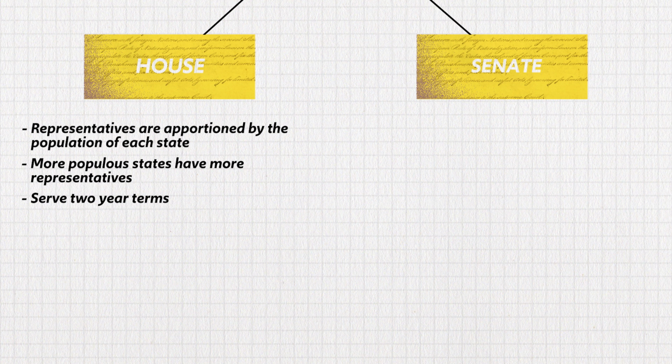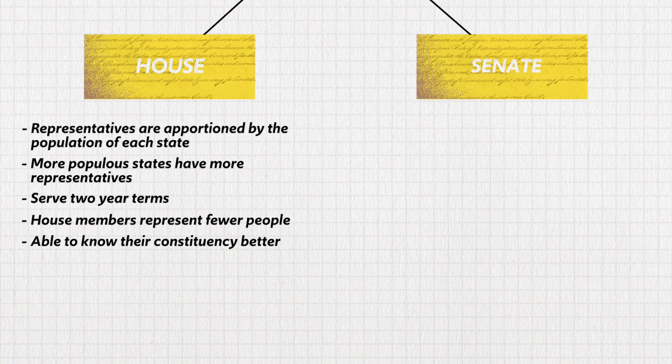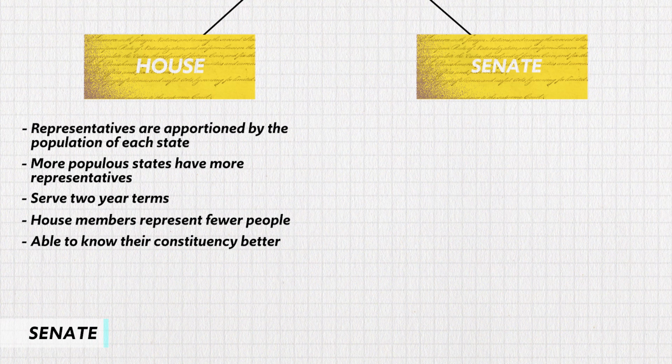Second, because a state is made up of, in most cases, many districts, House members represent fewer people and thus are able to know their constituency better. Just for poops and giggles, you should probably know that there are 435 representatives that make up the House. The second House of Congress is the Senate. There are 100 senators because each state gets 2. And if this history teacher has his math right, that means we have approximately 50 states.